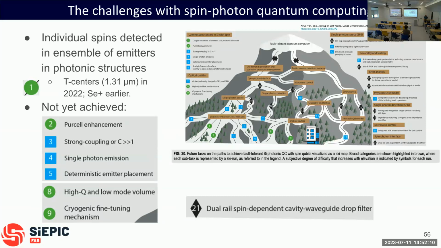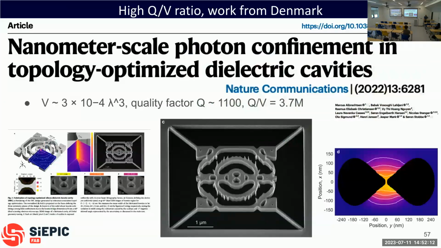7 years later. Okay, so here's another group, this is from Denmark, this just came out fairly recently, I guess just last year, trying to push this quality factor divided by the volume ratio in order to confine the light, squeeze the light as small as possible to have it interact with the atom. And so this is some crazy exotic cavity design structures that really try to maximize the electric field. Very heroic effort to fabricate this, and just to give you a sense of what people are trying to do outside of UBC, you can see this Q over V ratio in the 3 to 4 million.